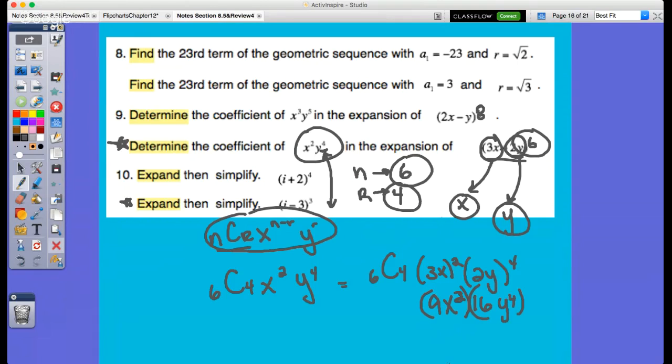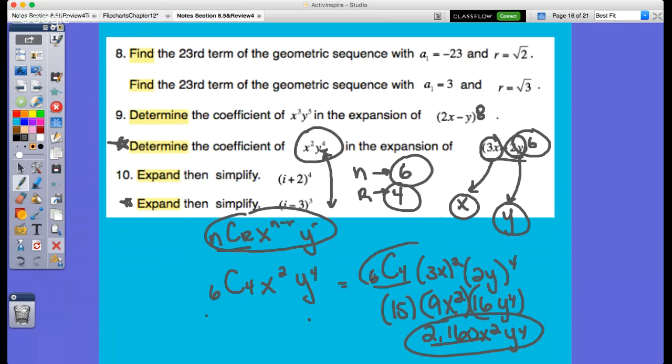6c4, let's make sure. Let's see if we got our calculator. I'm doing this on my calculator. Hopefully this makes sense without seeing it. 6c4, boom. I got 15 for this right here on my calculator. So I would get 15 times 9 times 16. I get 2,160. And then that's where I put x squared y to the fourth. And so the coefficient would be 2,160.